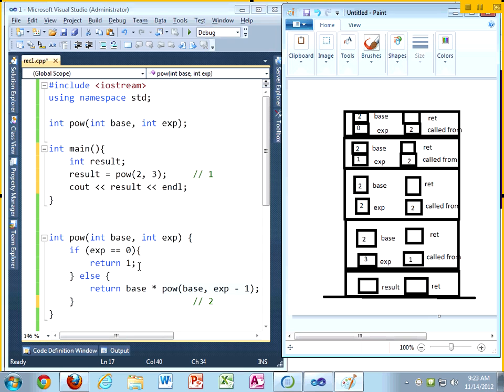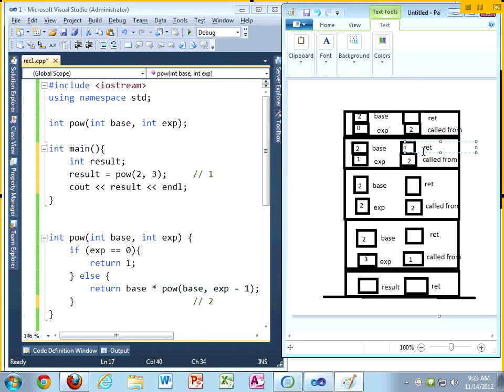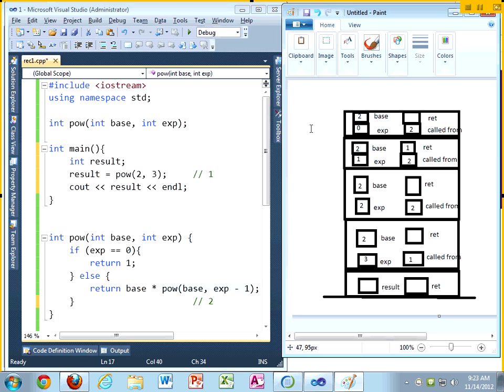Now, exponent is 0, so I know that I'm going to be returning 1. And that 1 gets put back here in the previous activation record, so put a 1 there. And now I'm done with my function, right? I returned 1. So what happens to this activation record? It gets popped off. I just remembered that we just studied stacks. Yes, it gets popped off the stack. So it looks like this.